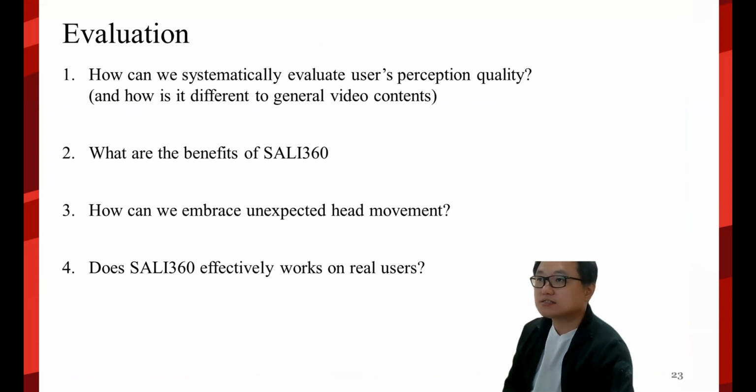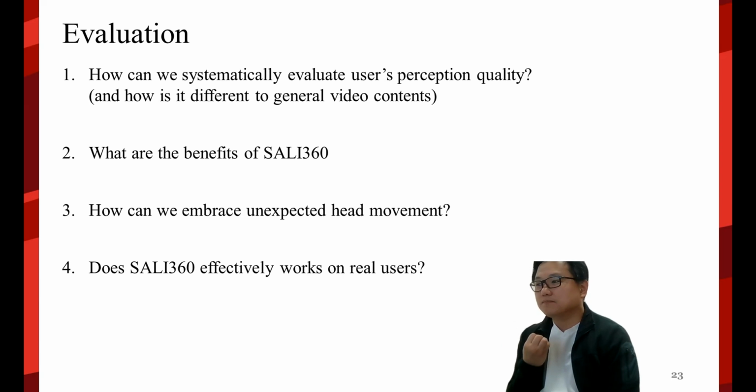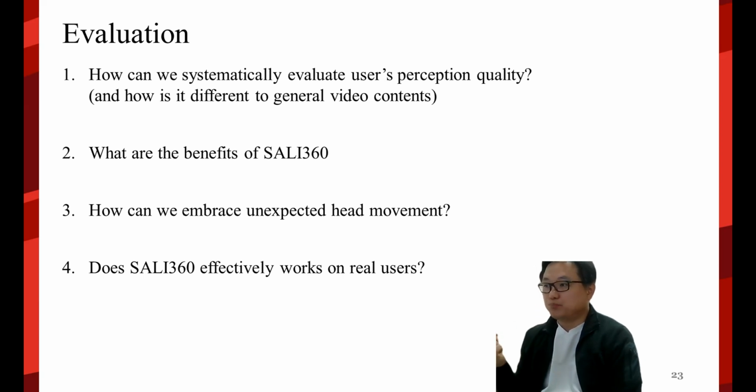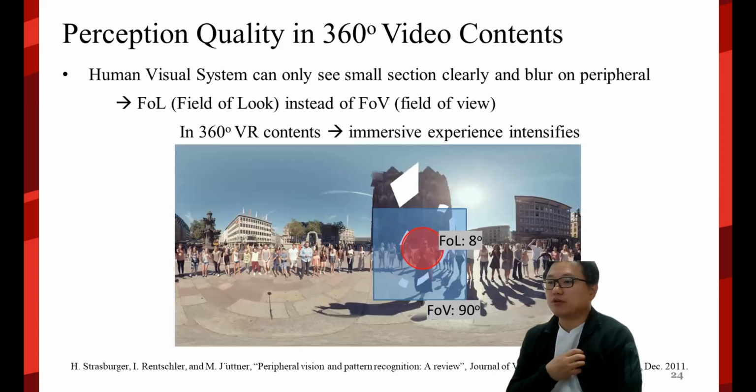Okay, so how can we systematically evaluate the user's perception quality? So how can I make a metric for the perception quality? That's the perception quality we call the QOP, quality of perception. Then what are the benefits of Setlist 360, and how can it embrace unexpected head movement? And does it actually work on real users? That's what we evaluated. So we first made a metric.